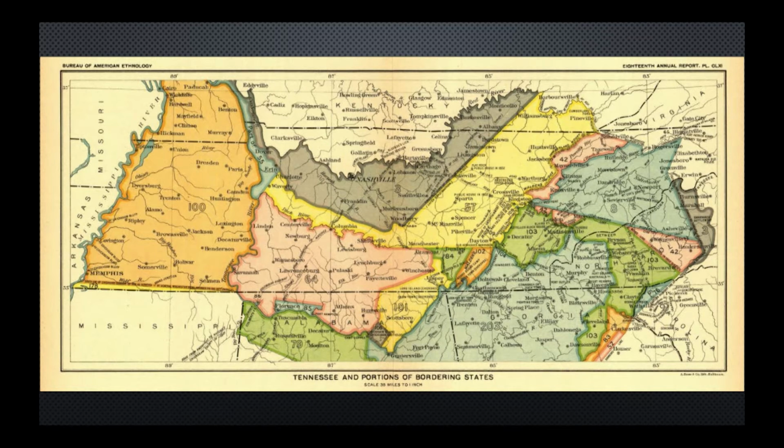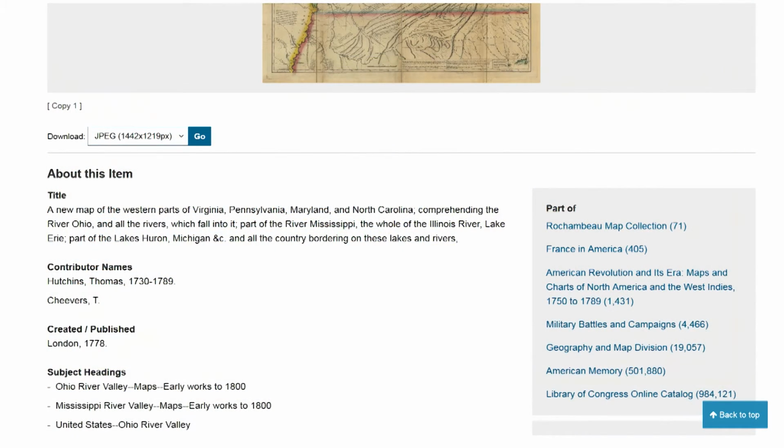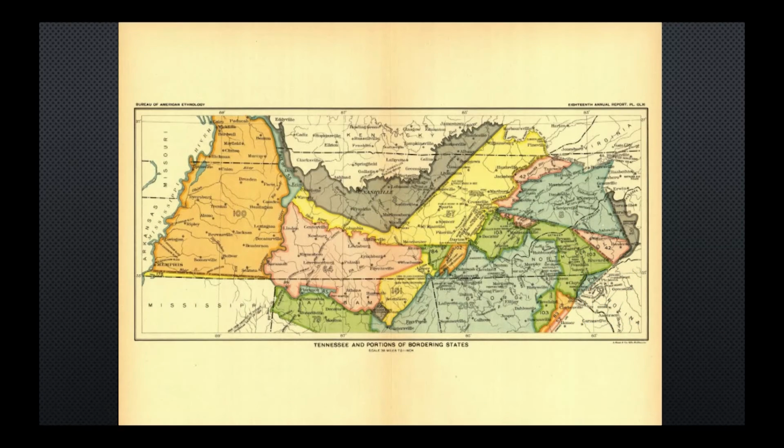So I'm going to click on these so you can see the bibliographic pages. This one was created in 1778 in London. This is in the midst of the war. Why do you think they would need to publish a map like this in London in 1778? Good. And this one is part of a very large book that has lots of different maps in it.